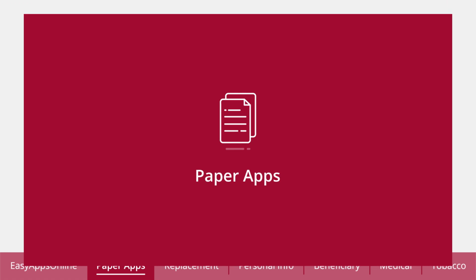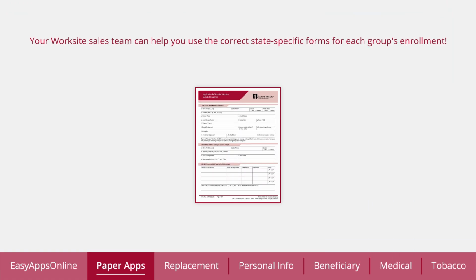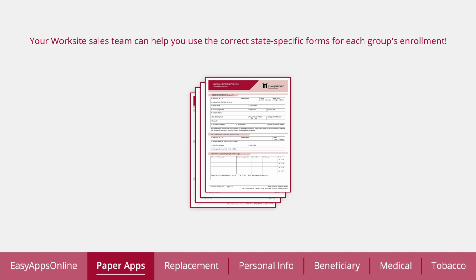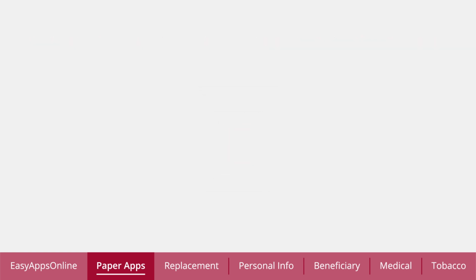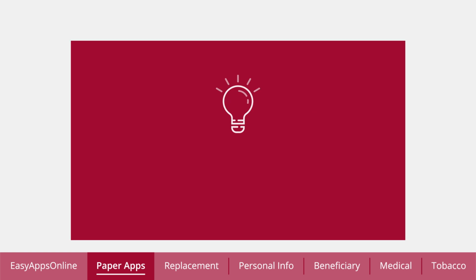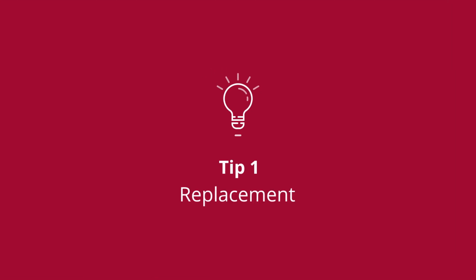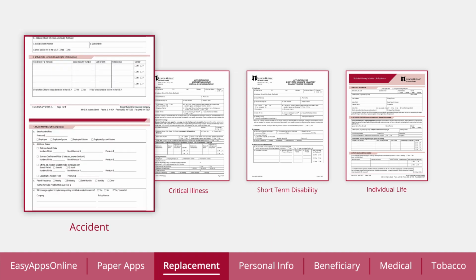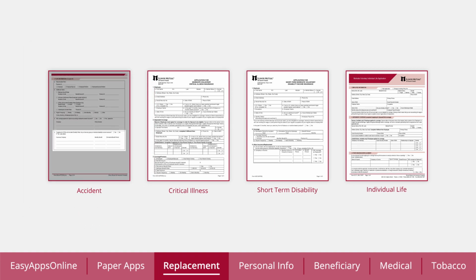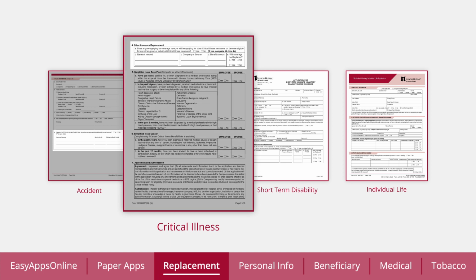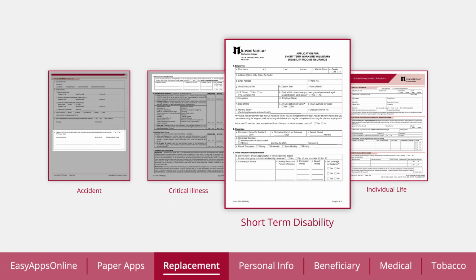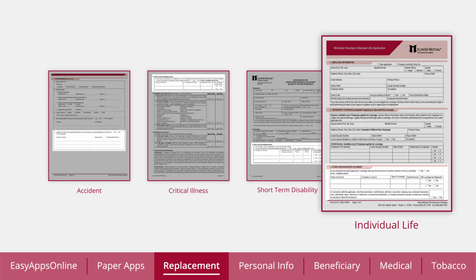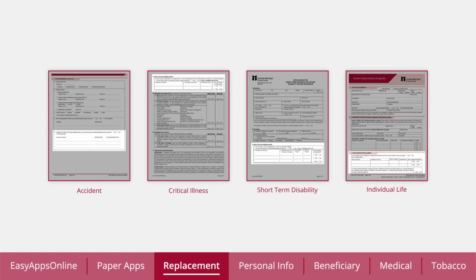We do understand that there are some instances where taking paper applications could be a convenient way to quickly gather information from potential clients. If you intend to use paper applications, here are some tips to help your case go quickly. Be sure to answer the replacement question for each worksite product the employee is applying for. Replacing coverage means the employee already has insurance coverage for that product, and they intend to discontinue that coverage once the Illinois Mutual coverage is effective.